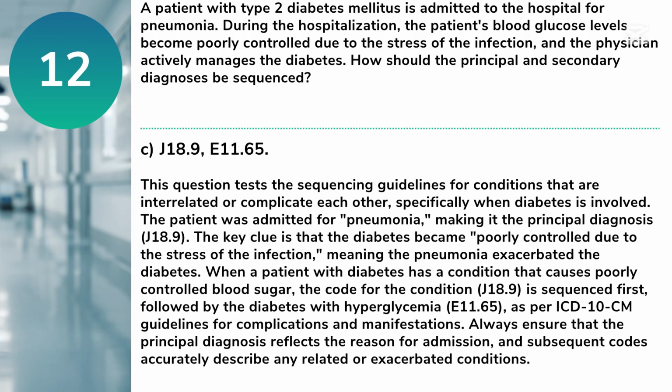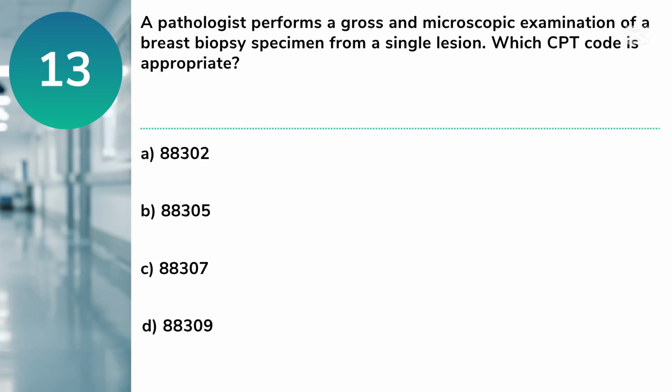Question 13. A pathologist performs a gross and microscopic examination of a breast biopsy specimen from a single lesion. Which CPT code is appropriate? A. 88302. B. 88305. C. 88307. D. 88309.